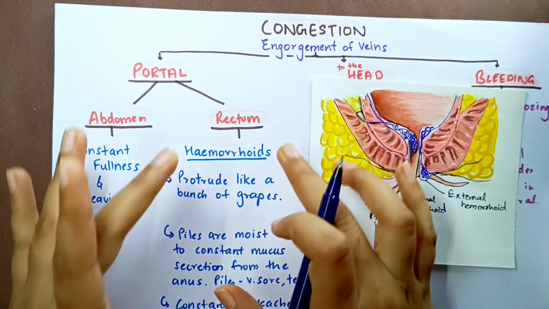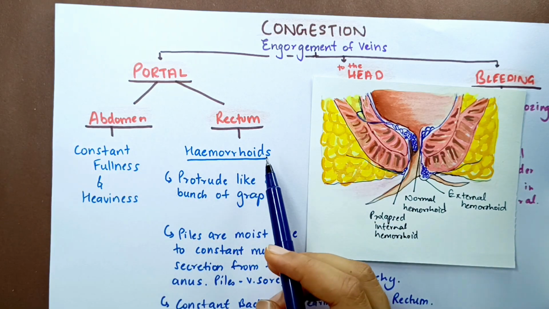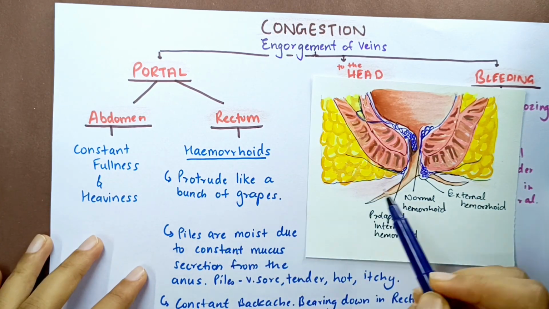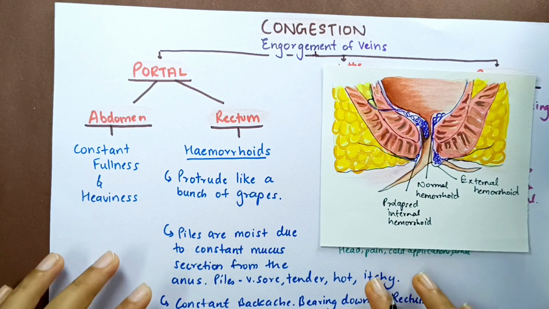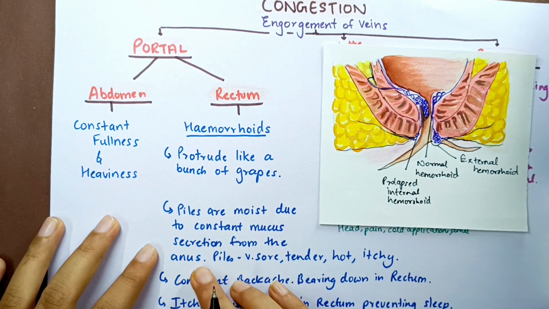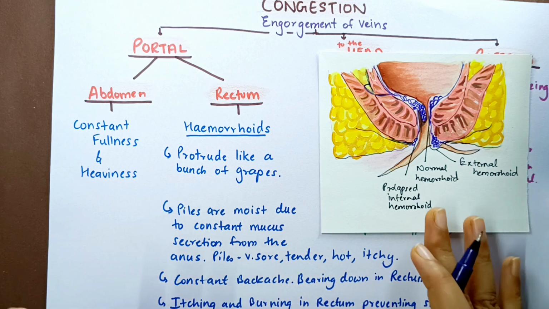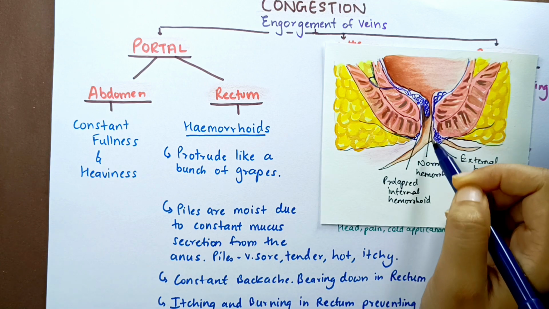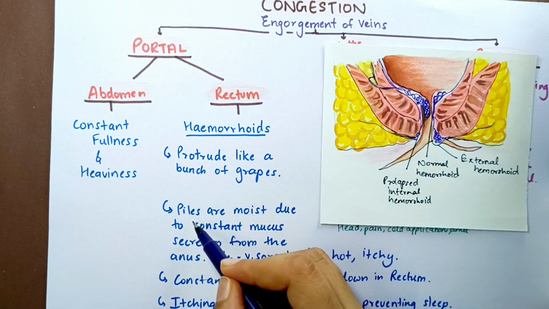So what happens over here is that in the rectum, since there is this congestion, this whole fullness of veins, there will be hemorrhoids. And now you know what hemorrhoids are: nothing but these veins full of blood, engorged with blood. They will protrude out like a bunch of grapes, and piles are moist due to constant mucus secretion from the anus. This is also something Dr. Kent mentions, and we'll talk about it as the last point of our lecture. So there's constant mucus secretion in this remedy. It is taking place from the anus, and because it is there, it will obviously go on to the piles which protrude like a bunch of grapes, and that is why these piles are always moist.